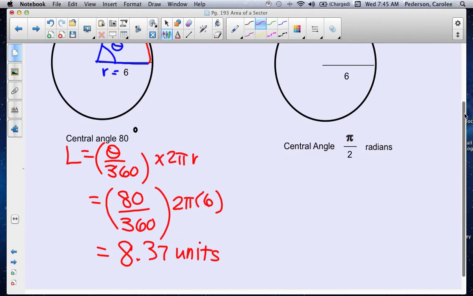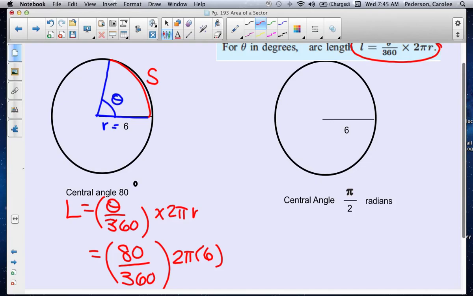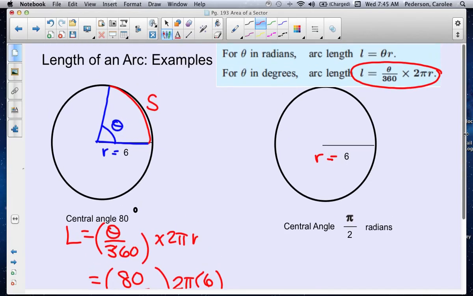The second example here has a radius of 6, but now our central angle is in radian measure, and the angle is pi over 2. So here's pi over 2 up here. Remember the unit circle. There is our theta, and we want to find the distance from here to there, or S. So now we will use the top formula, L equals theta times r.